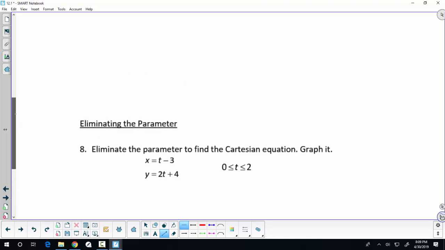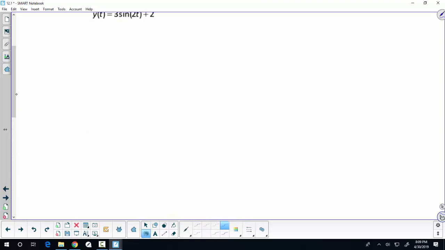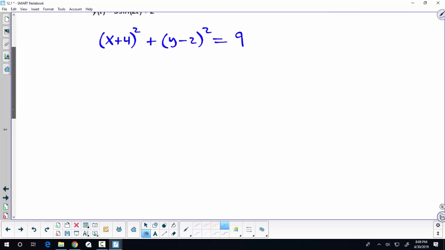Okay. So I'm gonna go up here, the circle. Circle radius 3, center -4, 2. We have x plus 4 squared plus y minus 2 squared equals 9. For that one.